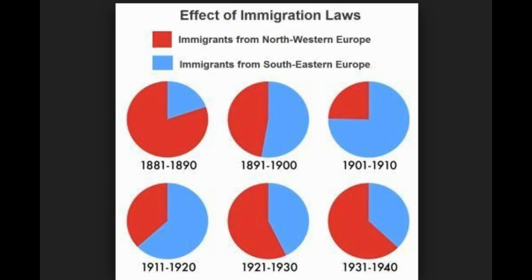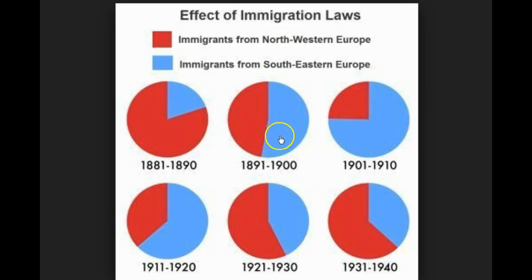Here's a good graphic that gives you an idea of the effects of the immigration laws we've talked about. This does not include the Asian countries because after 1882, the number of Asian immigrants allowed into the country was minuscule. But immigrants from Northwestern Europe, immigrants from Southeastern Europe. So this is really Italy and Greece. This, of course, is France, Germany, Scandinavia. So 1881 to 1890, you see it's mostly Northern European and some from the South.